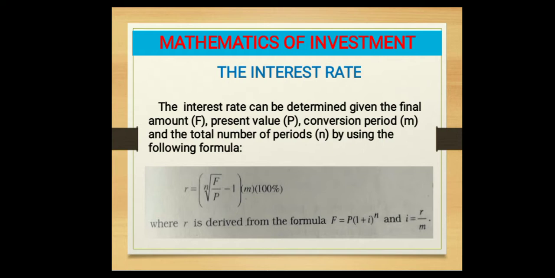In this case, you can directly substitute the given on your calculator, or you can solve it first by dividing F by P, then getting the N root, then subtracting 1, and then multiplying the answer by M and then by 100%. So that is how to find the interest rate: N root of F over P minus 1, times M, times 100%. That is the formula for the interest rate.